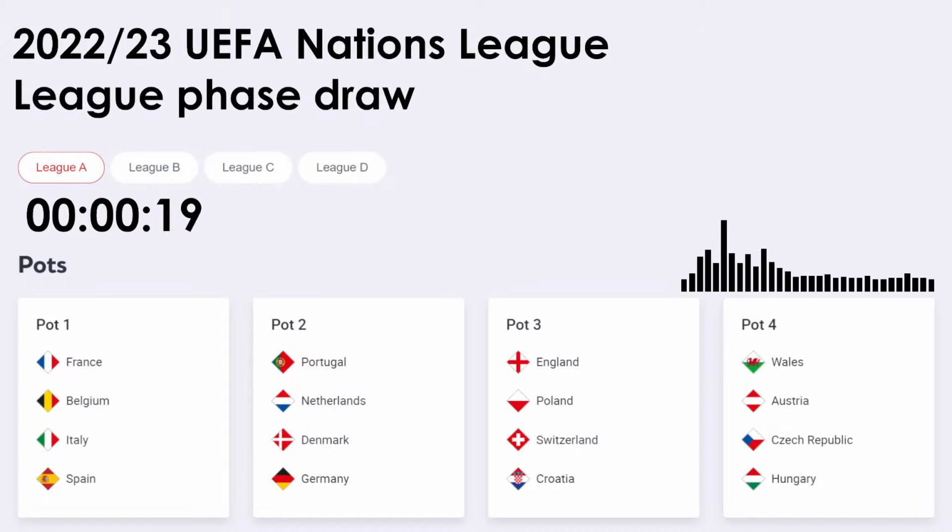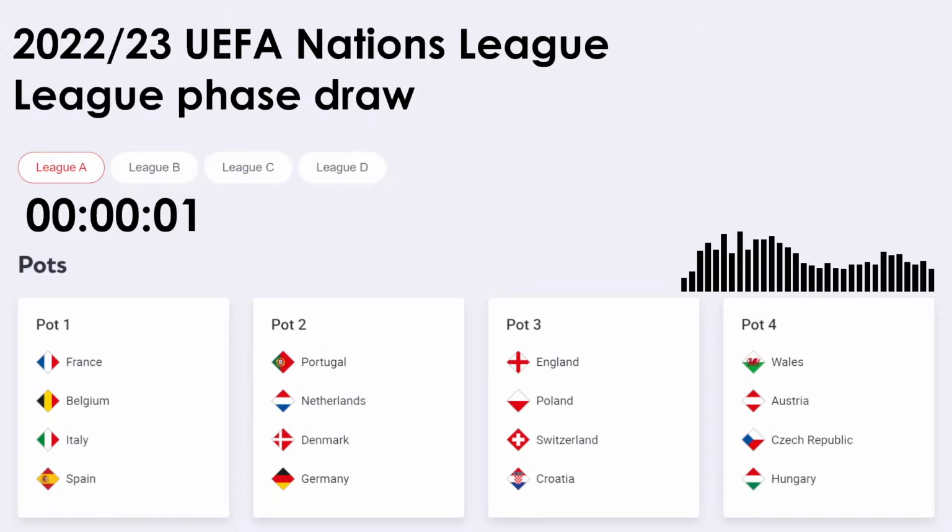For Pot 1 it will start within a minute, so stay tuned with us. In Pot 1, France, Belgium, Italy and Spain are included. In Pot 2, Portugal, Netherlands, Denmark and Germany. In Pot 3, England, Poland, Switzerland and Croatia. And in Pot 4, Wales, Austria, Czech Republic and Hungary.